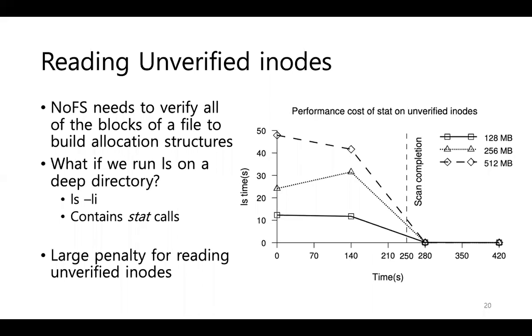And one thing about NoFS is that because we need to verify blocks before they're used, what can happen is that, let's say, for example, we want to run ls on a deep directory, and so this command here, ls -li, contains calls through stat. So stat will see, for example, the size of a file. What will happen is that if the directories contain a lot of unverified blocks, suddenly when we call this ls, now we need to verify all the blocks in the directories.